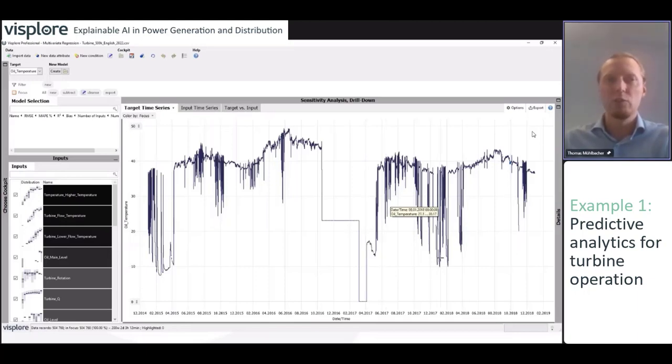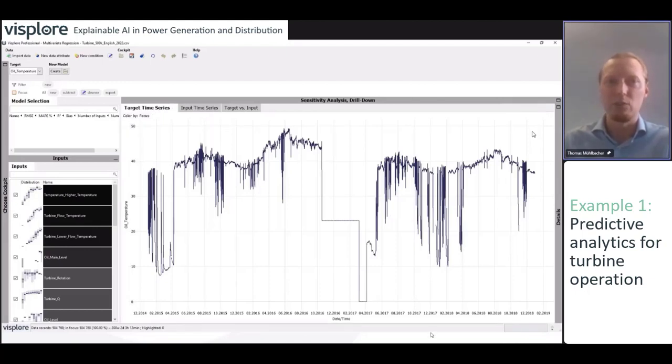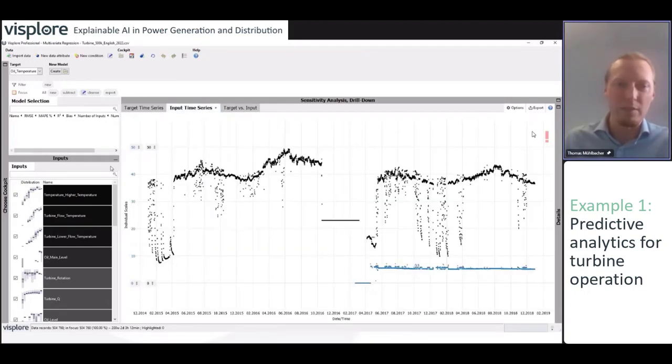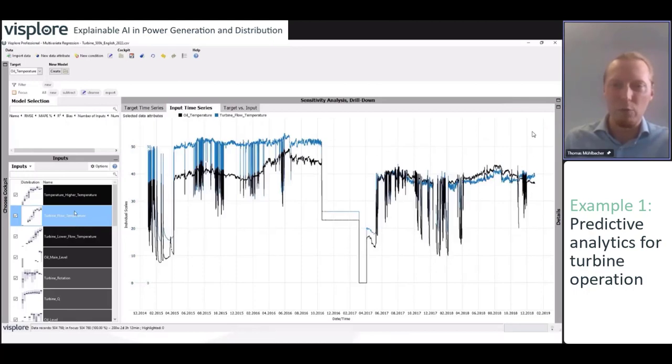So this is the renovations period. I've shown this before. And during this renovations period, the system was also changed. So if you want to predict the future, only the time after the renovations is relevant. The experts know this, but it also becomes evident if you look at, for example, another input time series here, like this turbine flow temperature.